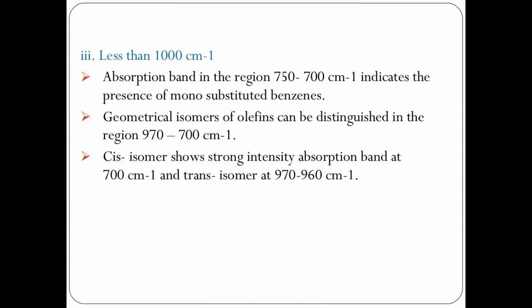In the IR spectrum, one more application is that geometrical isomers can also be distinguished. Geometrical isomers of olefins can be distinguished. So the cis isomer shows an absorption band at 700 and the trans isomer shows an absorption band in the 970 to 960 range.